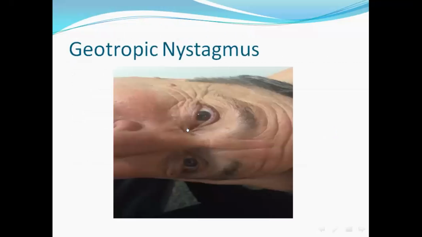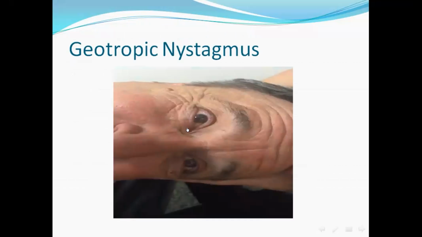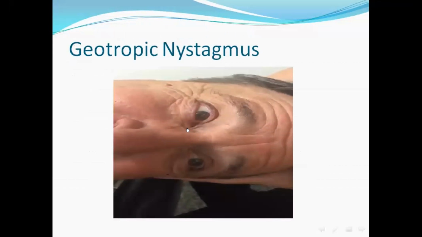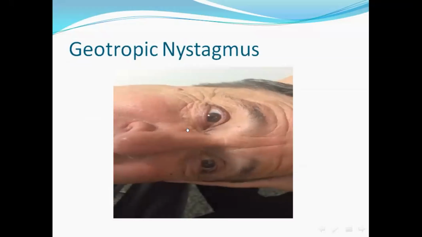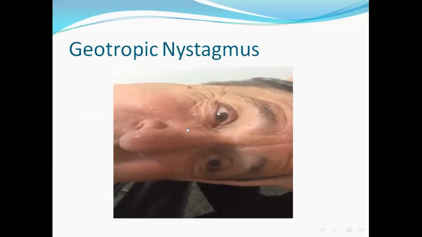This is a patient who has geotropic nystagmus. He's lying on the left side, and you can see a left-beating nystagmus. He's on the left side, and the fast component of the nystagmus beats towards the ground.